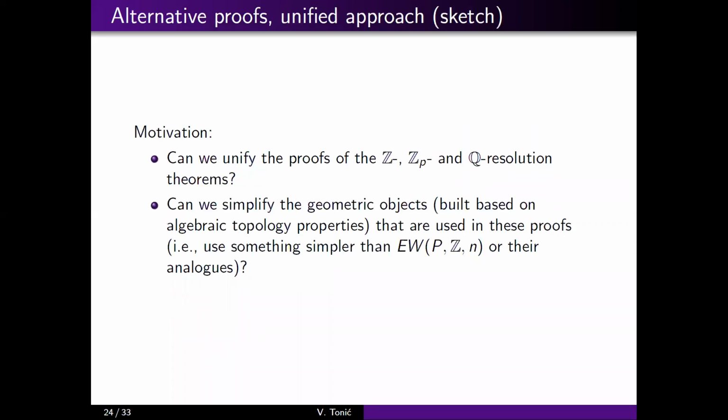So the motivation for our work here is, first of all, can we replace these geometric objects with something possibly simpler, something easier to understand? And then can we put together the proofs for groups Z, Z mod P and Q together, so that the geometric objects that we use are kind of easy to explain for all of these three things? I mean, separately, you would attach different attachments, but the main idea would be the same.